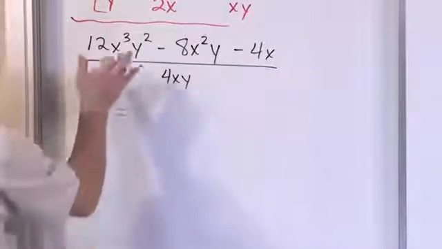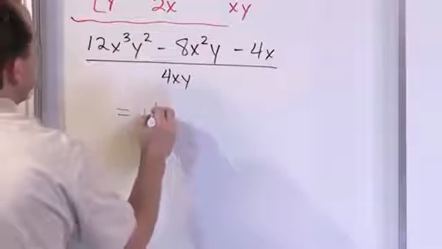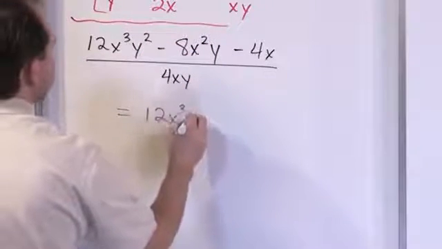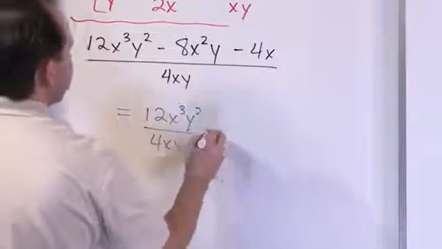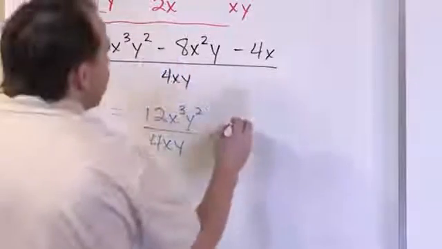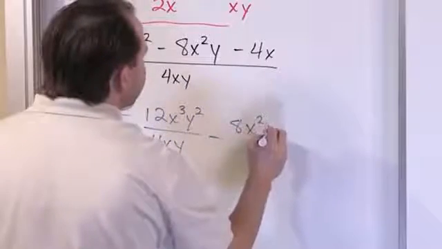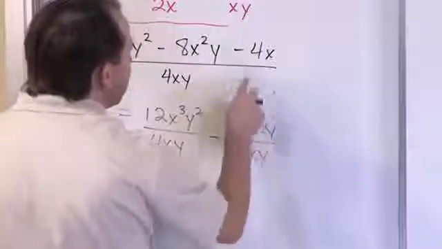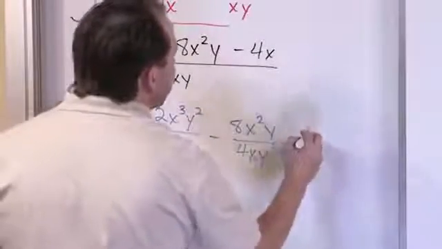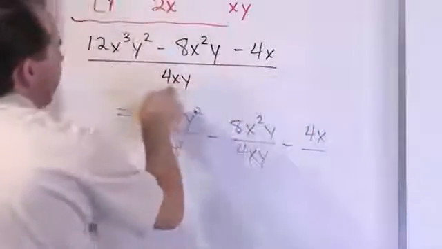This is equal to, you break each term up just like we've done, 12x cubed y squared over 4 times x times y, minus, because I'm linking with a minus sign, I have 8 times x squared times y over the same denominator, 4 times x times y, minus 4x on the top, 4xy on the bottom.